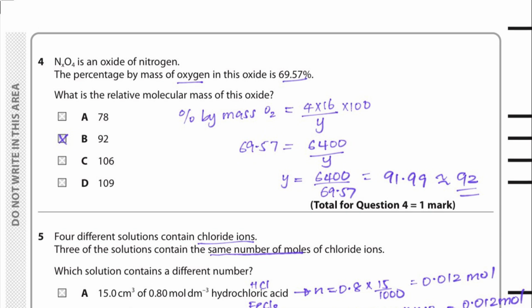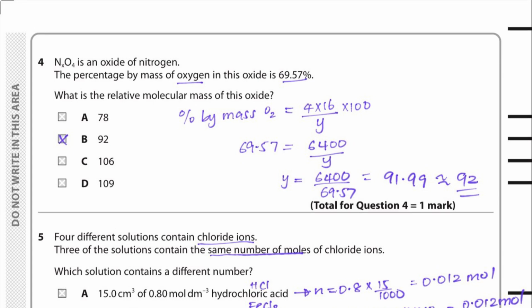Using the formula for percentage by mass, 64 divided by relative molecular mass times 100 equals 69.57. Rearranging, the relative molecular mass is 64 times 100 divided by 69.57. Calculating, we get about 92. The answer is therefore B.